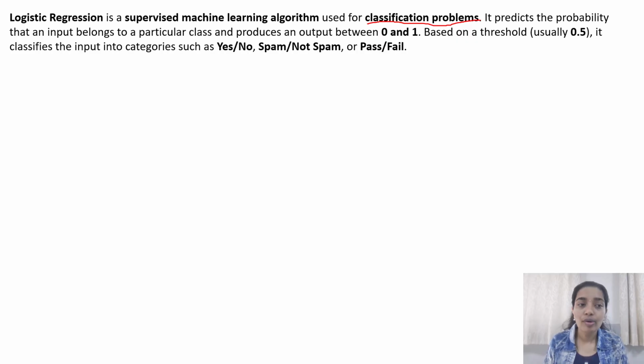It predicts the probability. So again, it is a probabilistic algorithm like the naive Bayes algorithm, but the difference is that in naive Bayes we use Bayes theorem, whereas here we don't use Bayes theorem. Here the most important concept is the sigmoid function. We use the sigmoid function to find out the probabilities.